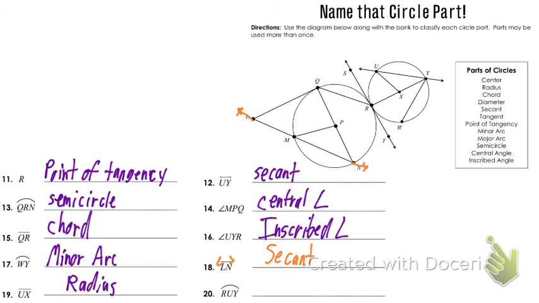And 20, the arc RUY. Let's go with Israel. Very good, semicircle. Question on any of those, guys?